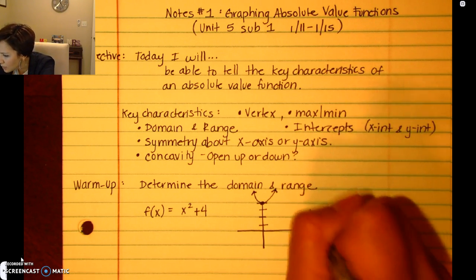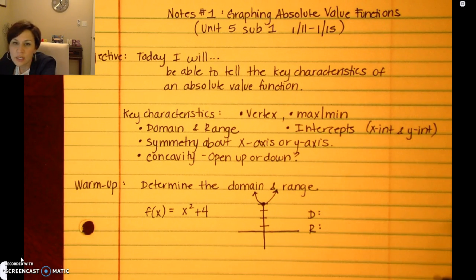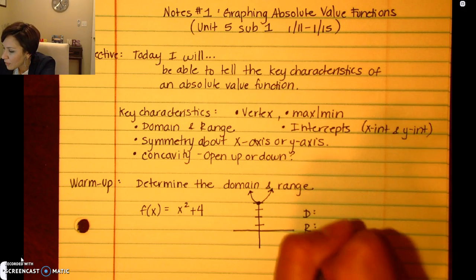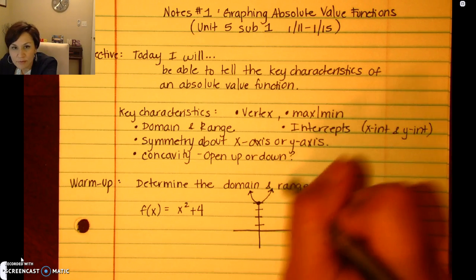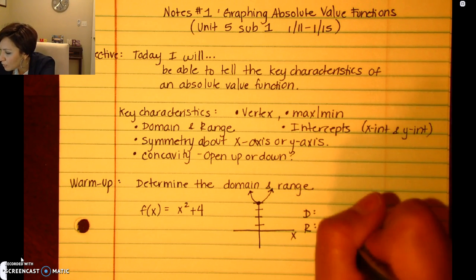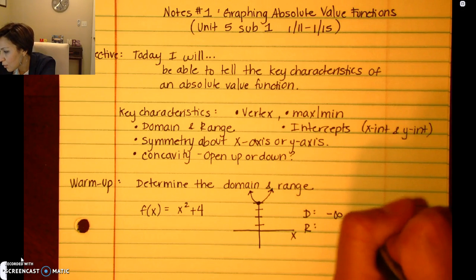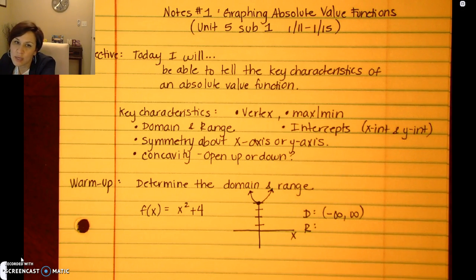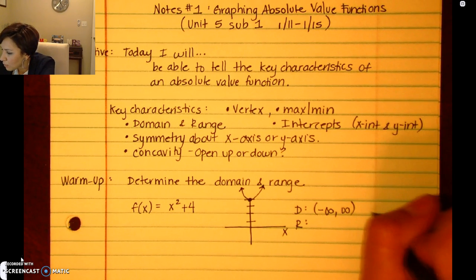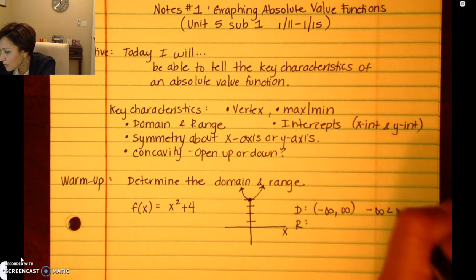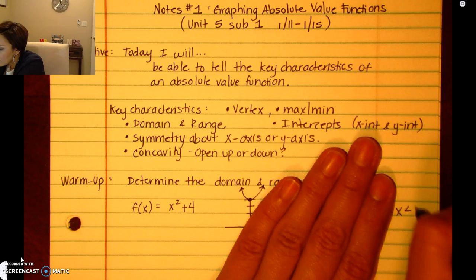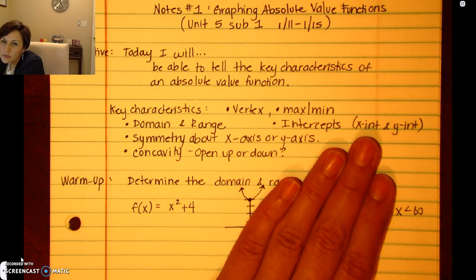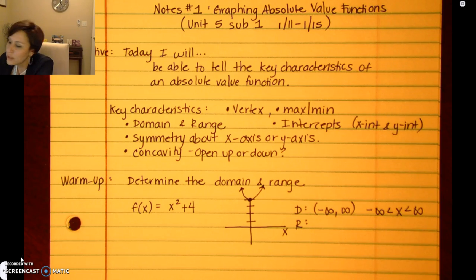So the question is, what is the domain and what is the range? In this case, the domain is all the x values. The x values go forever to the left and forever to the right. So if it's going forever in both directions, that means that the domain is from negative infinity to positive infinity. You can also write the domain as all the x values that are bigger than negative infinity and less than infinity. So when you put those two together, you have all the x values in between negative infinity and positive infinity.